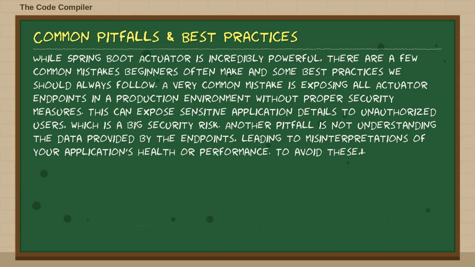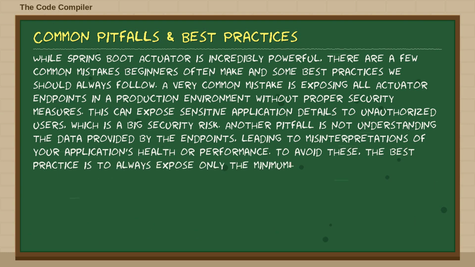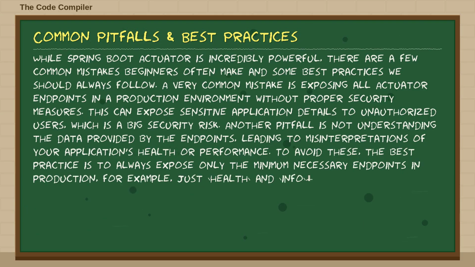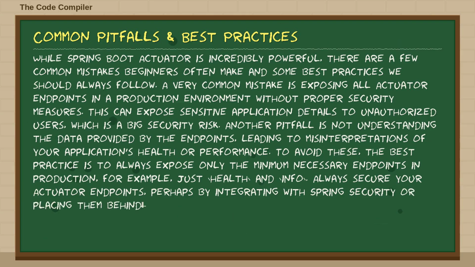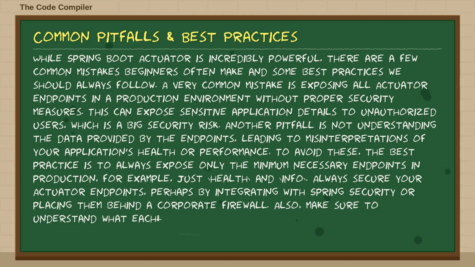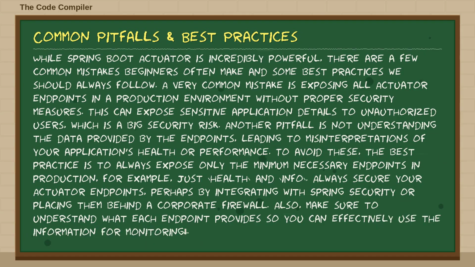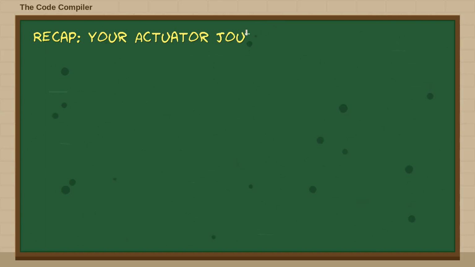To avoid these, the best practice is to always expose only the minimum necessary endpoints in production, for example, just health and info. Always secure your actuator endpoints, perhaps by integrating with Spring Security or placing them behind a corporate firewall. Also, make sure to understand what each endpoint provides so you can effectively use the information for monitoring and troubleshooting. Security first, always. And there we have it.